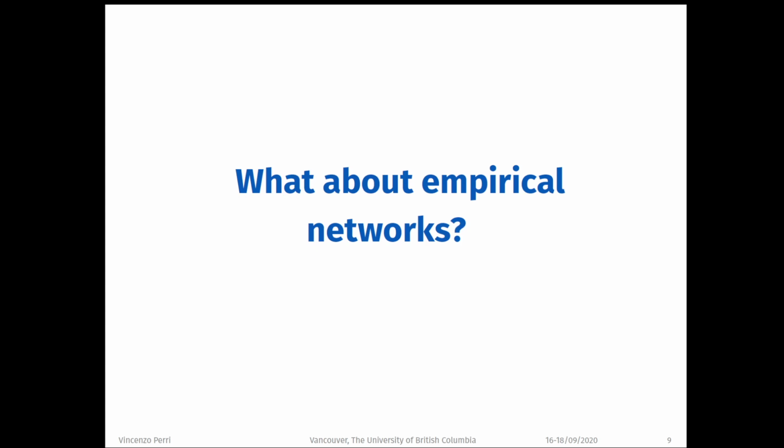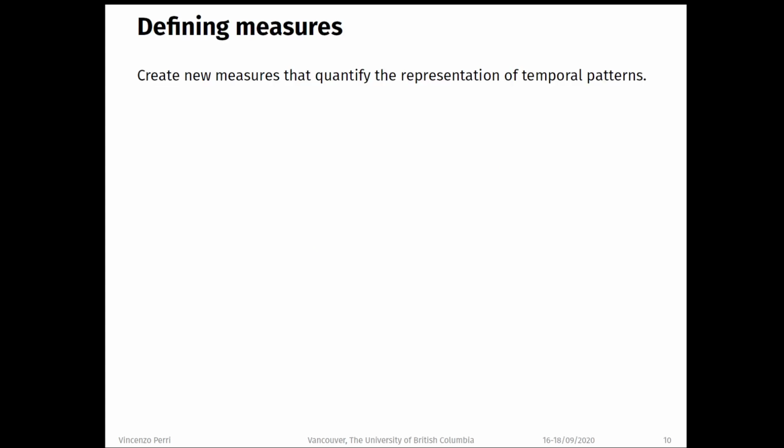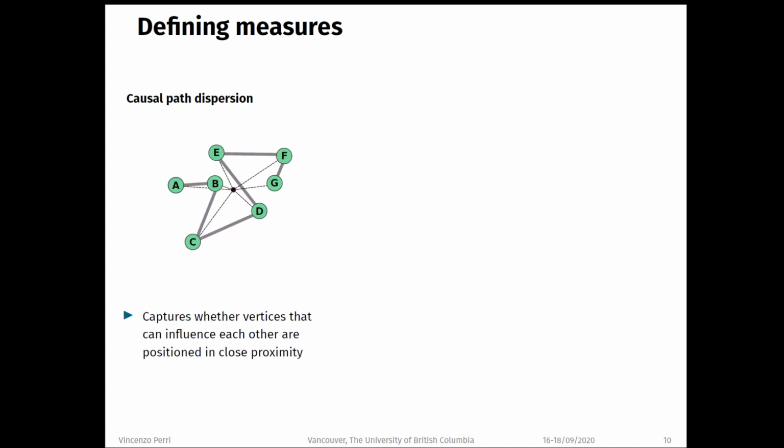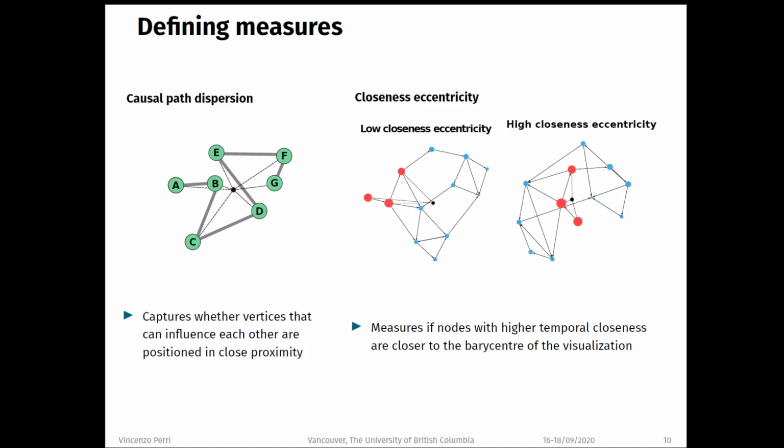So we now know that HOTVis works on a synthetic example, but what about empirical networks? Can we use HOTVis for empirical networks? Well, to test that, we create a new set of measures that quantifies the representation of temporal patterns in a layout. Those measures are causal path dispersion, which captures whether vertices that can influence each other are positioned in close proximity. You can notice that this is the same property that we had in the synthetic networks, in which we could recover the group structure, while the other one is closeness eccentricity.